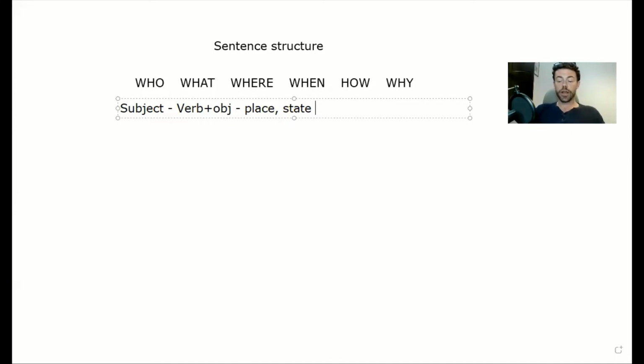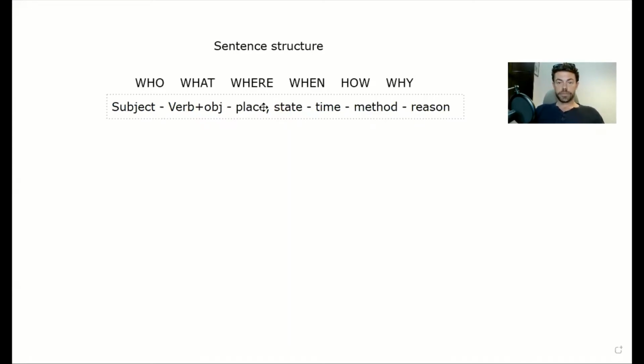Okay, so moving on. Next, we have when. Now, this represents the time or date. Then we have how, which represents the method something is done, the way in which it is done. And then why, the reason. Okay, so let's put these into their correct positions here.